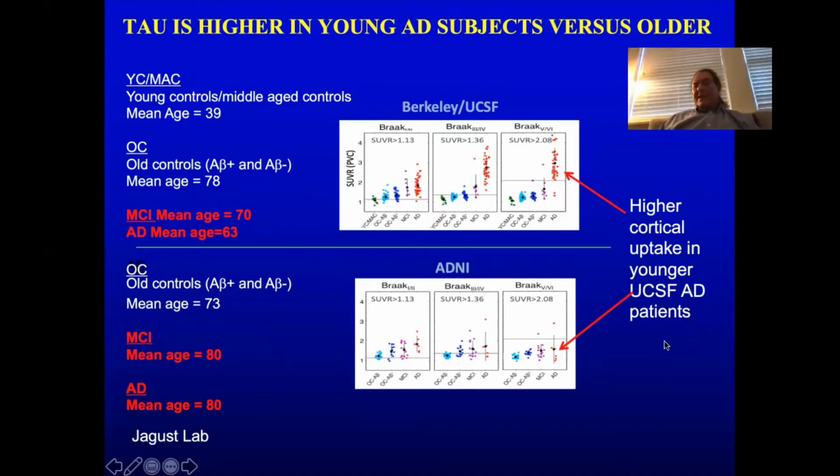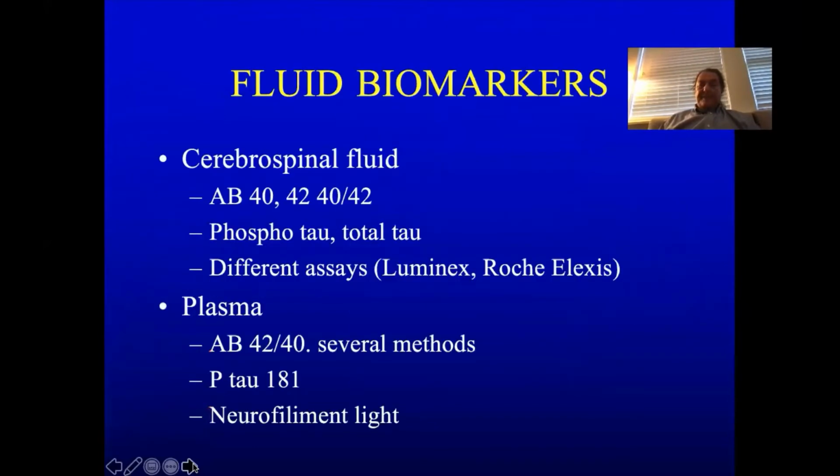And that suggests that the dementia of older people with Alzheimer's disease is caused not just by amyloid and tau, but perhaps by other pathologies, including cerebral vascular disease and alpha-synuclein, or so-called Lewy body pathology, or something called TDP-43.